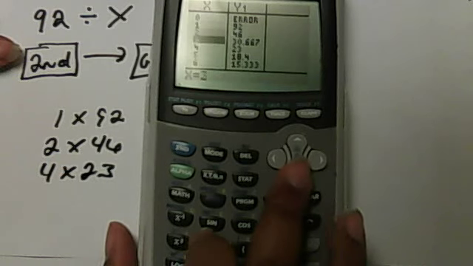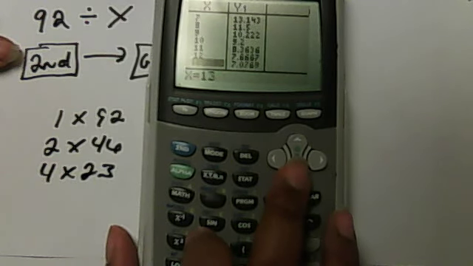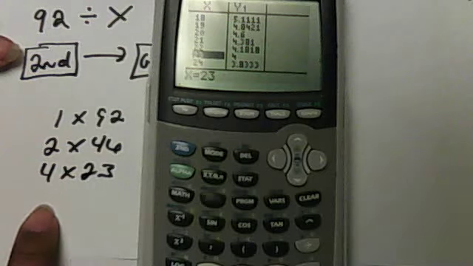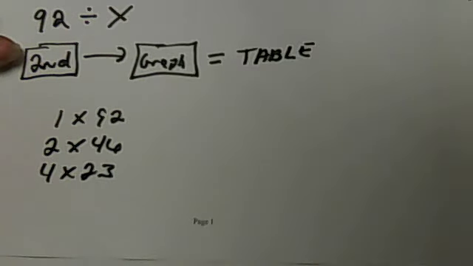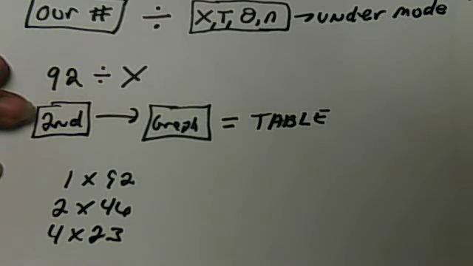I hit my down button to see if I see any more. If I get to a repeat, I know I'm finished. Alright, so I just hit down. See, those are all decimals. Now I'm back to 23 and 4, but I already have 23 and 4, so I know I'm done. So my factors of 92 are 1 and 92, 2 and 46, 4 and 23.